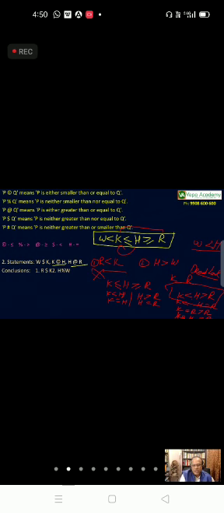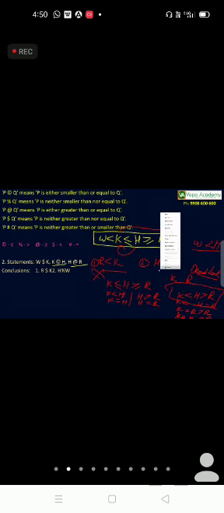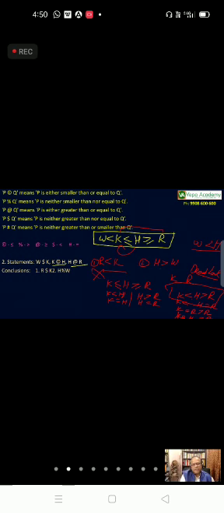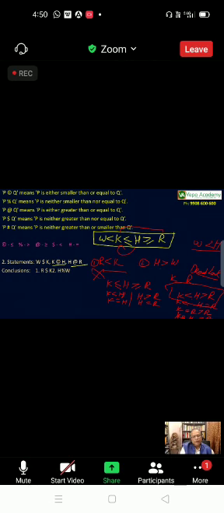W is less than H, that is as per the statement, but as per the conclusion, H is greater than W. This and this are one and the same. Yes or no? W less than H means H is greater than W. So we declare this as valid.